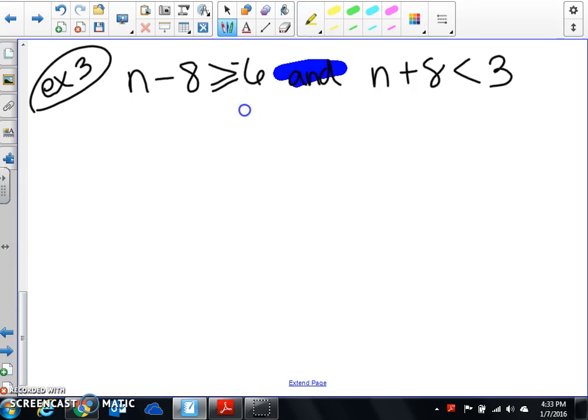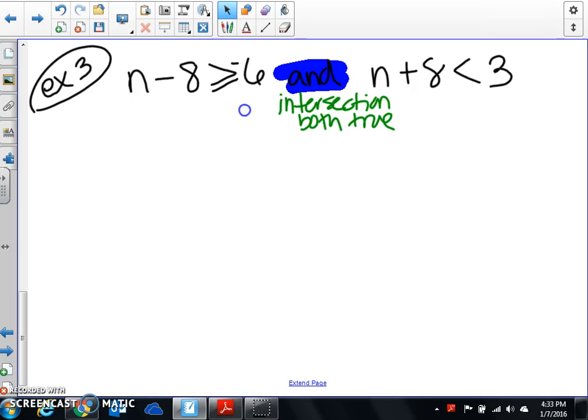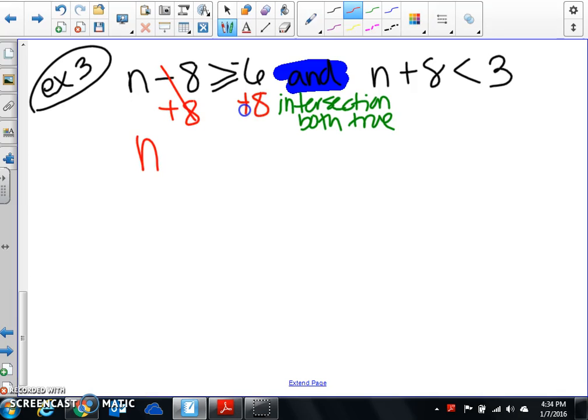All right, so the first thing I do when I see "and" is I know it's an intersection. So it's where they're both true. So I want it where they both crisscross each other. Okay, so I'm going to take this first one over here. I add 8 to both sides. N is greater than or equal to 2.